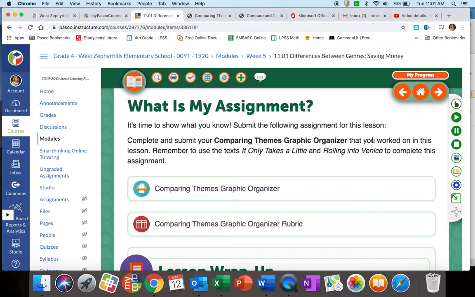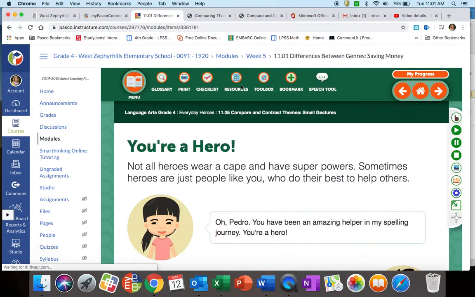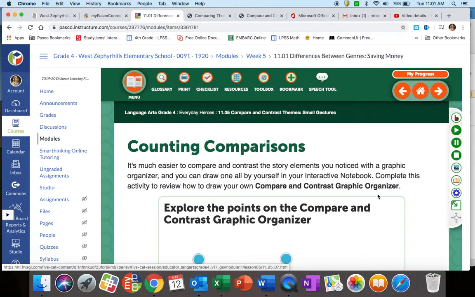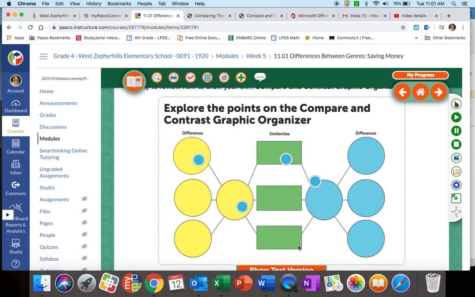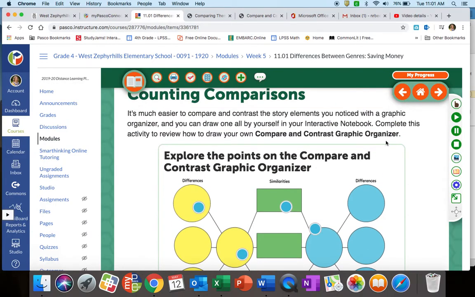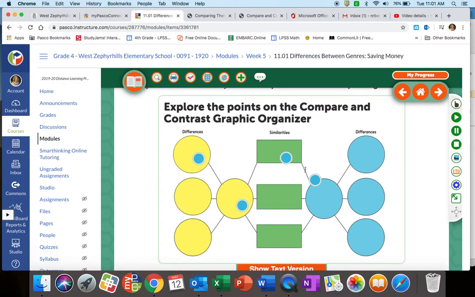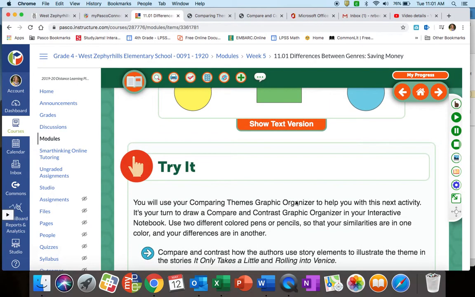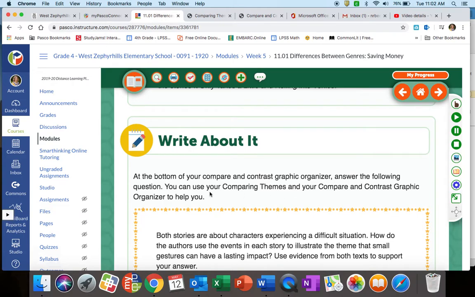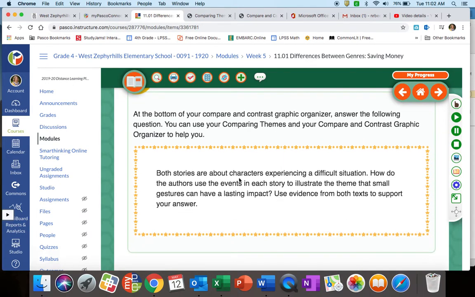And then finally, in the next lesson, lesson 5, on page 7, oh, does this look familiar, right? This looks like that other one I showed you that was already completed as an example. So they're asking you to draw one by yourself. You could just look at that to draw that. And then at the bottom of the organizer that you drew and filled out, answer the following question. Both stories are about characters experiencing a difficult situation. How do the authors use the events in each story to illustrate the theme that small gestures can have a lasting impact? Use evidence from both texts to support your answer.